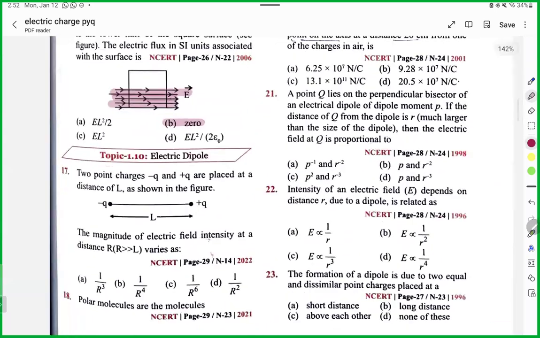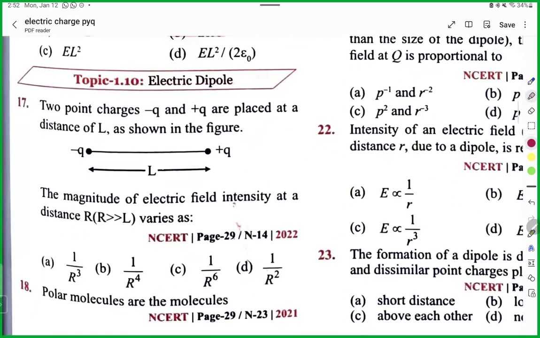Understood, sir. Yes. 17. Chandana. If R is 2 greater, then because whether you take an equatorial point or an axial point, in both situations the electric field will be kp by r cube in case of equatorial, and 2kp by r cube in the axial. But in both situations, the electric field is inversely proportional to r cube.